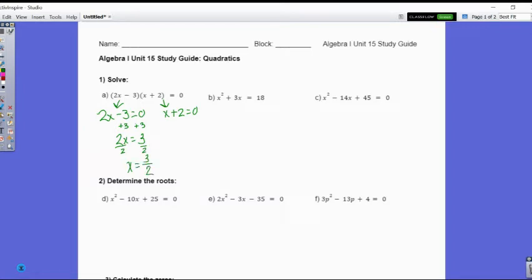On the right side, my mini problem is x plus 2 equals 0. So we're going to subtract that 2 from both sides. 2 and negative 2 cancel out, leaving x behind. 0 minus 2 makes negative 2. So here's our two solutions, 3 halves and negative 2.